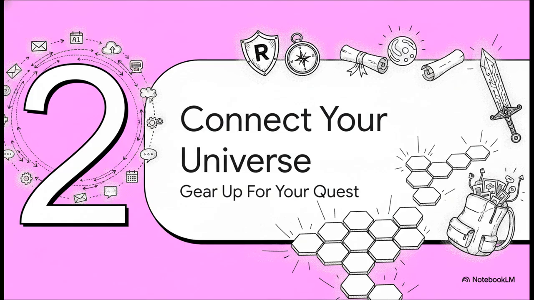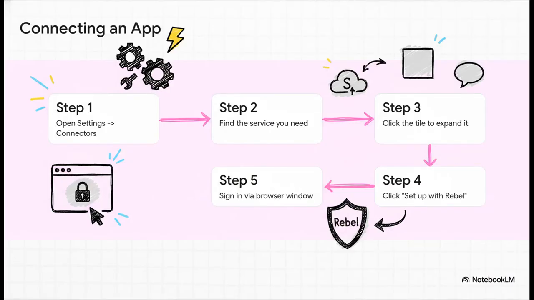And hey, connecting your apps isn't a chore. It's more like gathering your best tools before you head out on a quest. This is just a one-time setup, and it's what unlocks everything we're about to do. And the process is super simple. You're just going to head to Settings, go to Connectors, and find the app you want to add, like Google Workspace or Slack. Click Setup with Rebel, a secure browser window pops up, you sign in, and that's it.